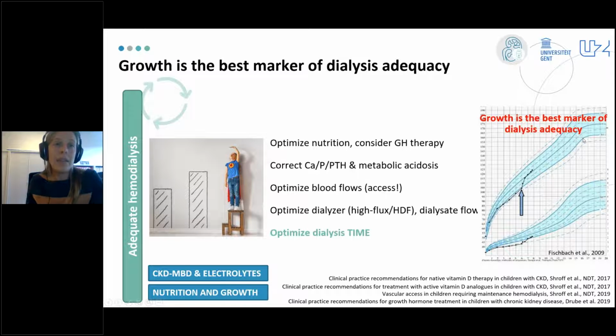And I really think that if your child is growing, you can say that you're doing a good job, because I think really growth is the best marker of dialysis adequacy in pediatrics. I've summarized here also some recommendations that have been published in the last couple of years, which I think are very practical in our daily management, for your reference as well.